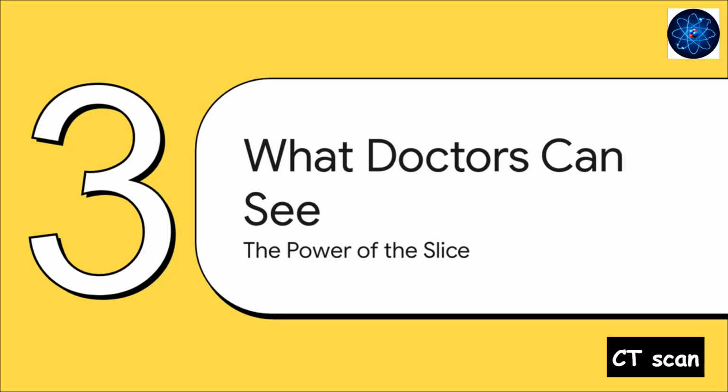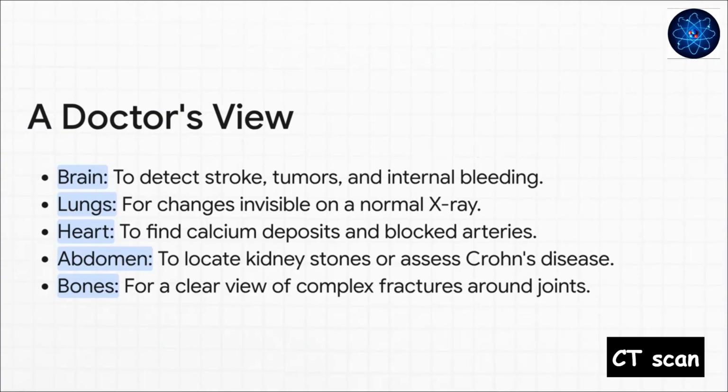All right, so we have these amazing digital slices. What does that actually mean for a doctor? What's the real-world payoff? Well, that's what Section 3 is all about, what doctors can actually see with this incredible power. And honestly, the applications are just astounding. With a CT scan, a doctor can look right inside the brain to spot a stroke, a tumor, or a bleed. They can see tiny changes in the lungs that are completely invisible on a regular X-ray. In the heart, they can find calcium deposits that signal coronary artery disease.